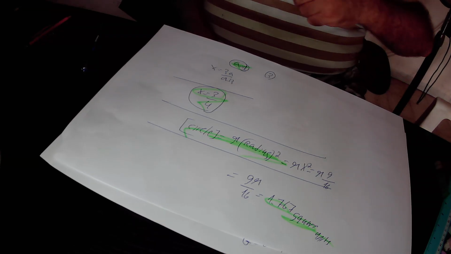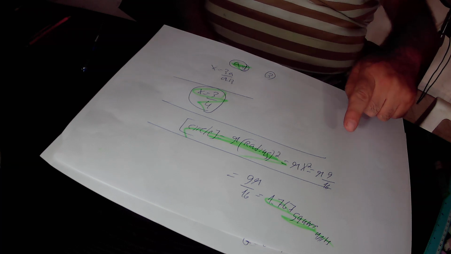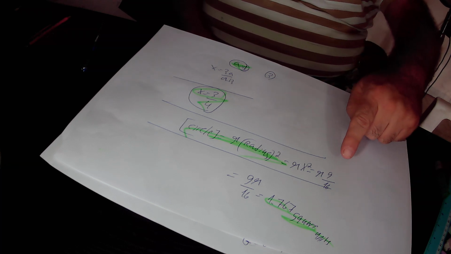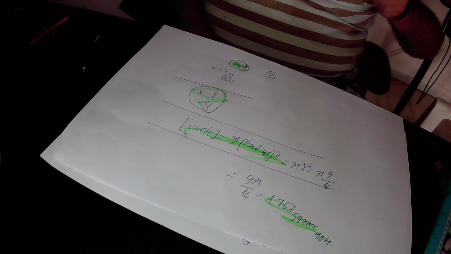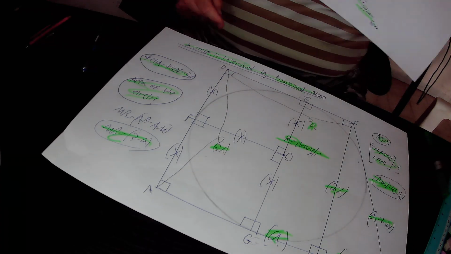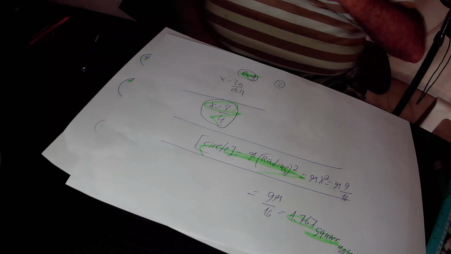So in total, we should find out that the area of our circle is equal to 9 pi over 16 square units in its size, or in terms of numbers, the area of this circle equals 1.767 square units in its size.